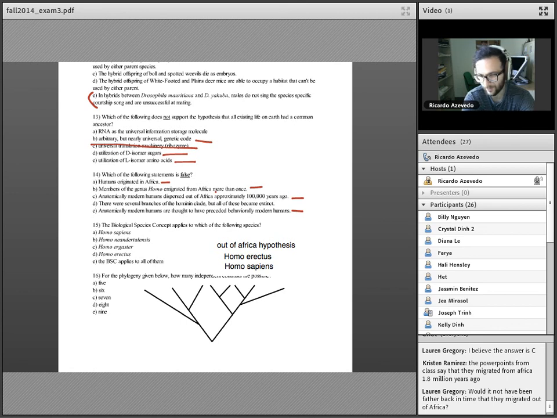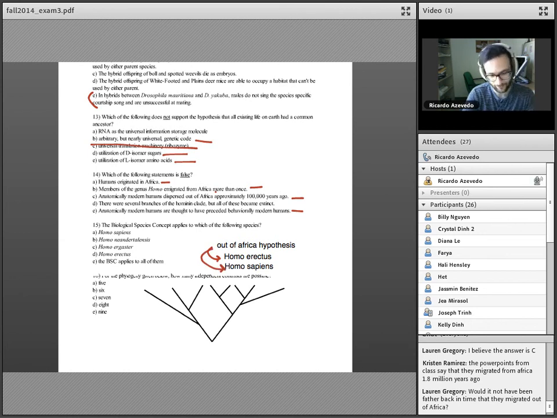No, no. So for the out of Africa theory, or hypothesis rather, the idea is that humans came out of Africa, right? But humans came out of Africa twice, as far as I understand.